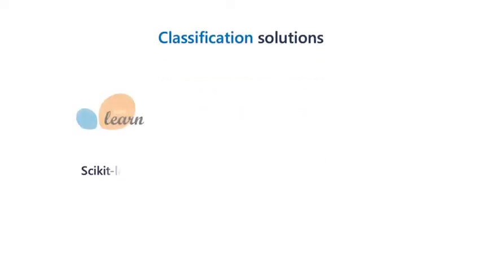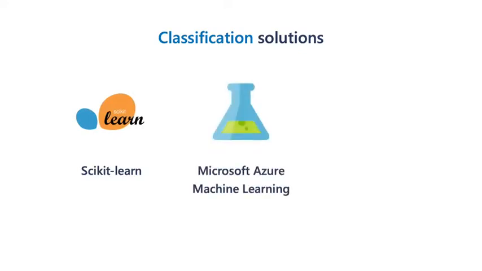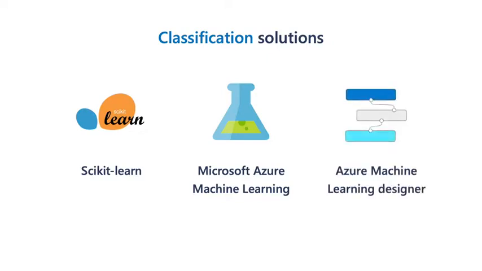While scikit-learn is a popular framework for writing code to train classification models, you can also create machine learning solutions for classification using the graphical tools in Microsoft Azure Machine Learning. You can learn more about no-code development of classification models using Azure Machine Learning Designer.